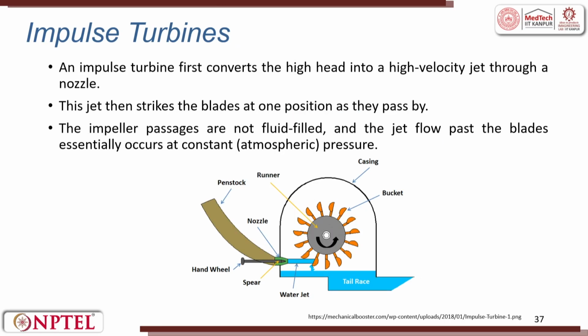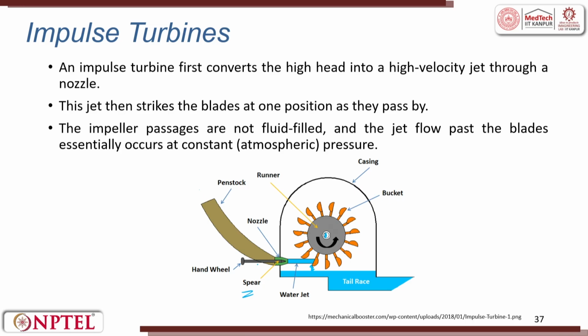So, impulse turbine is what I said earlier. There is a fluid which is flowing from a dam through a penstock. The fluid enters, and here you have a hand wheel which can increase or decrease the length of the spear, so the velocity can be controlled. The velocity comes and then hits the bucket which is attached to a rotor. This is called the runner, and when it rotates, through a shaft we generate electricity.